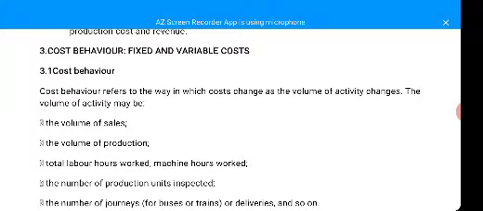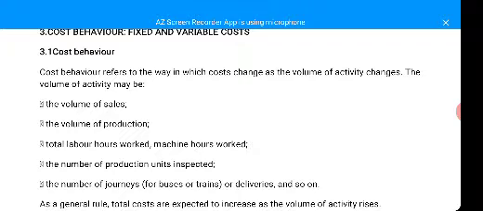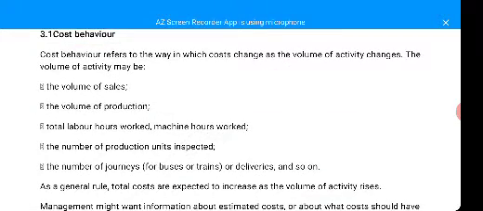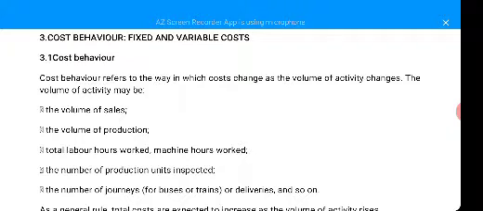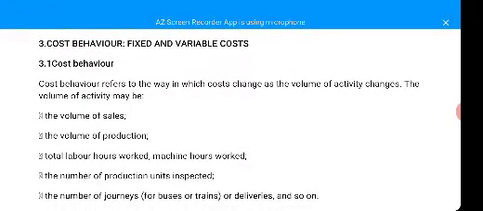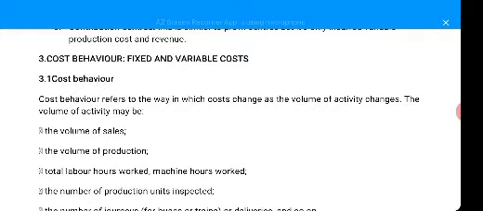Cost behavior refers to the way in which costs change as the volume of activity changes. That means we have a particular cost. How will the cost increase or decrease with a change in activity level? Activity level means units of items you produce or number of hours worked. How would those costs vary? Remember that if you want to produce five products of a particular item, maybe you require 10 components of a material to produce that five.